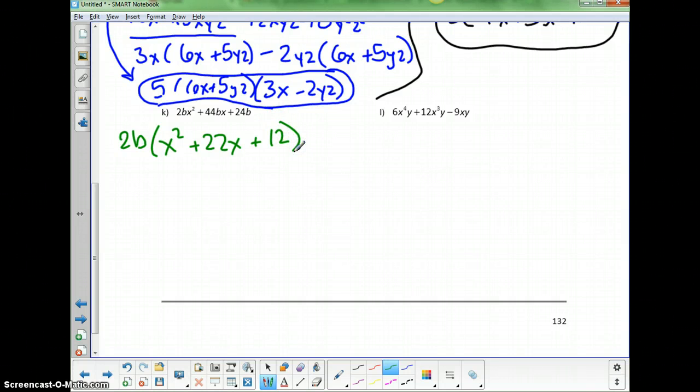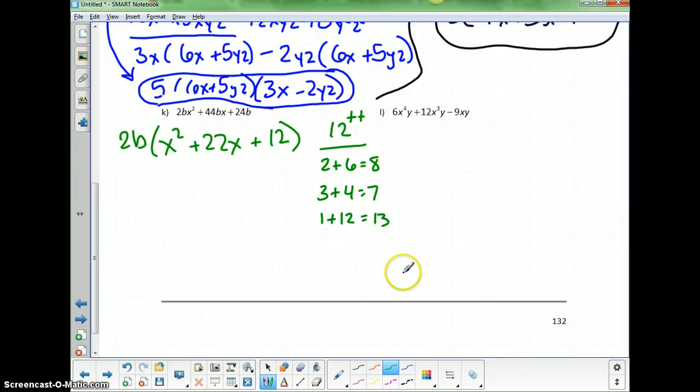Right? This is a trinomial. The coefficient is 1, so I can factor it by looking at this 12 right here. It's positive. It needs to add to a positive, so I'm going to have 2 positives. Okay, what goes into 12? We have 2 and 6. 2 and 6 add to 8. We have 3 and 4, which add to 7, and 1 and 12, which add to 13.